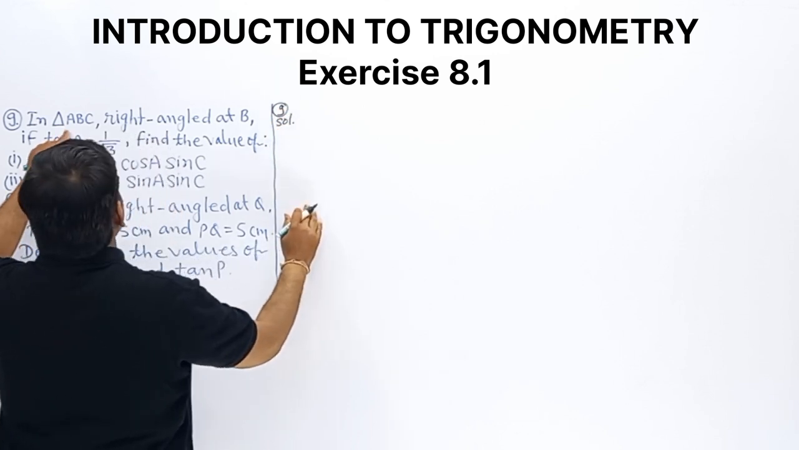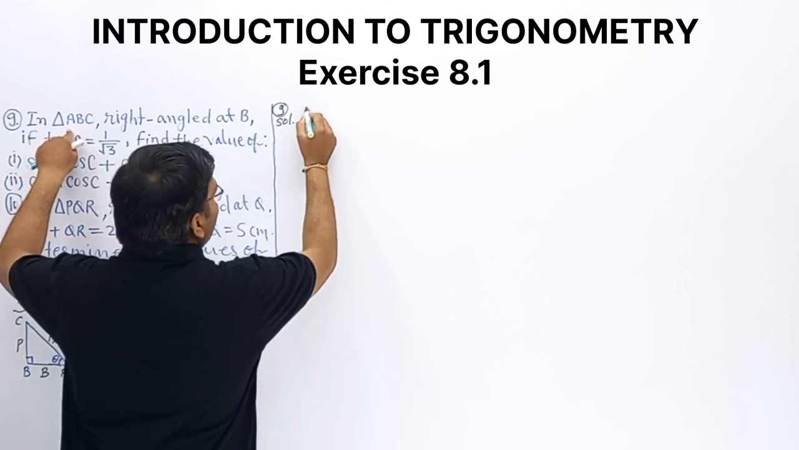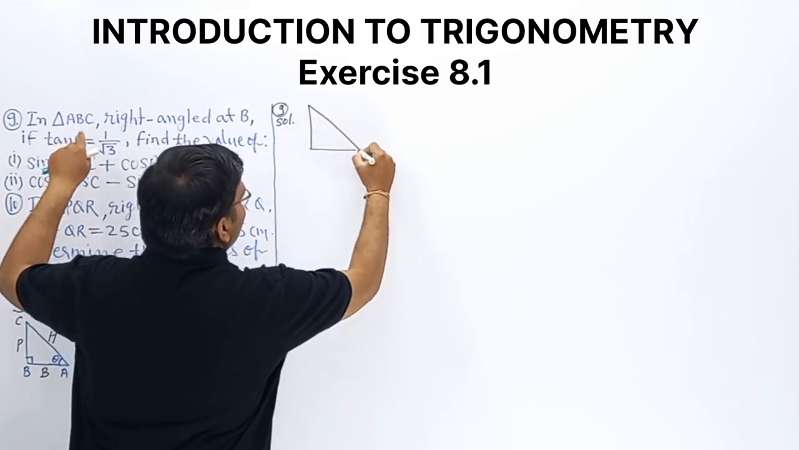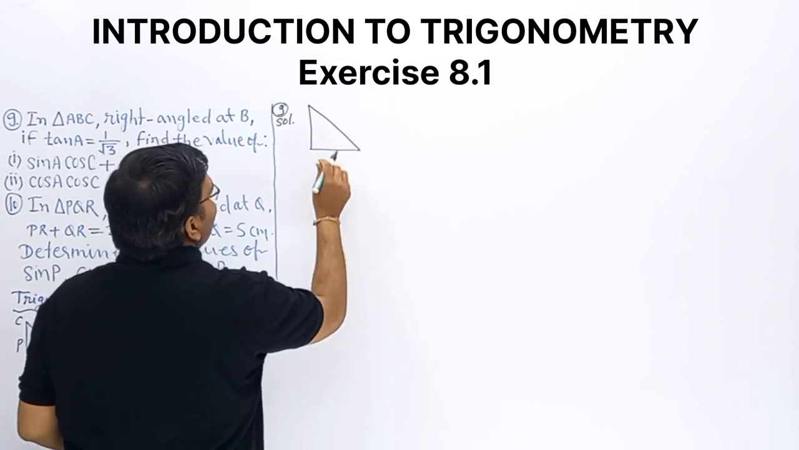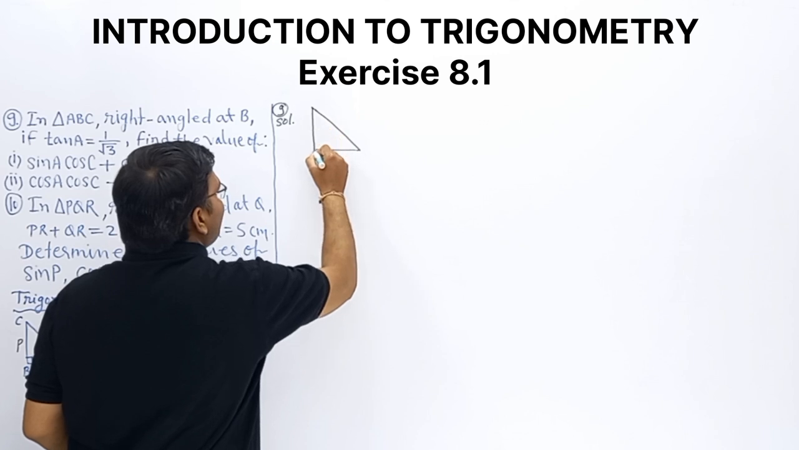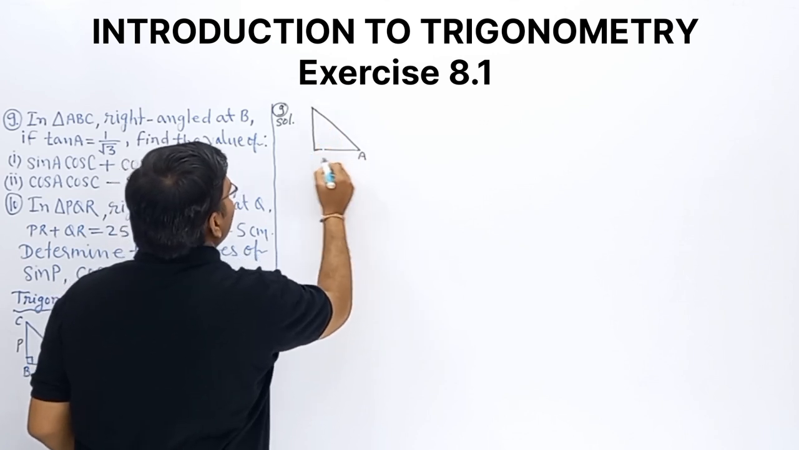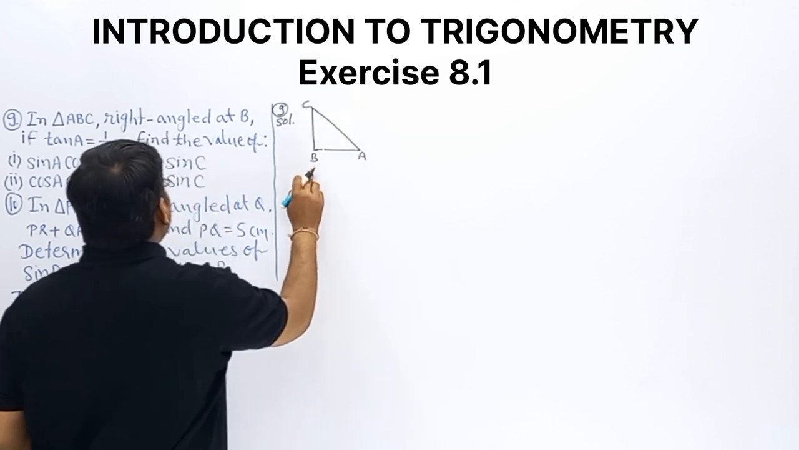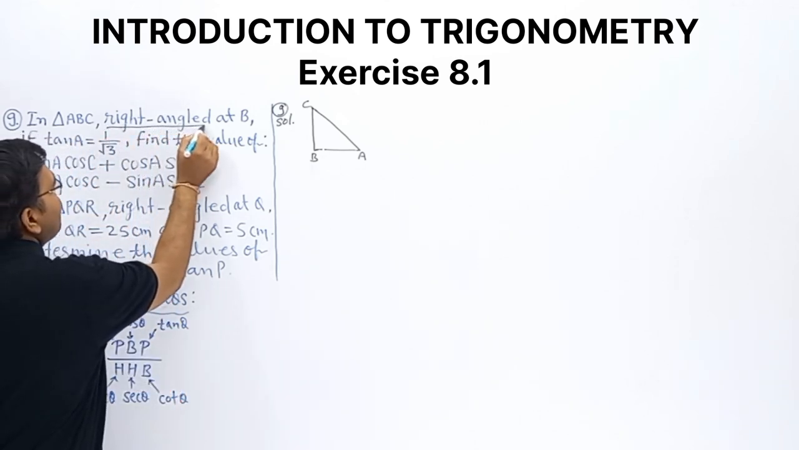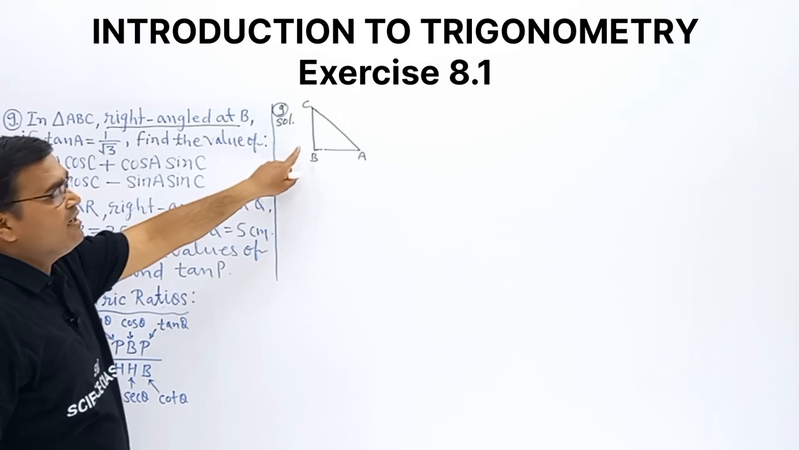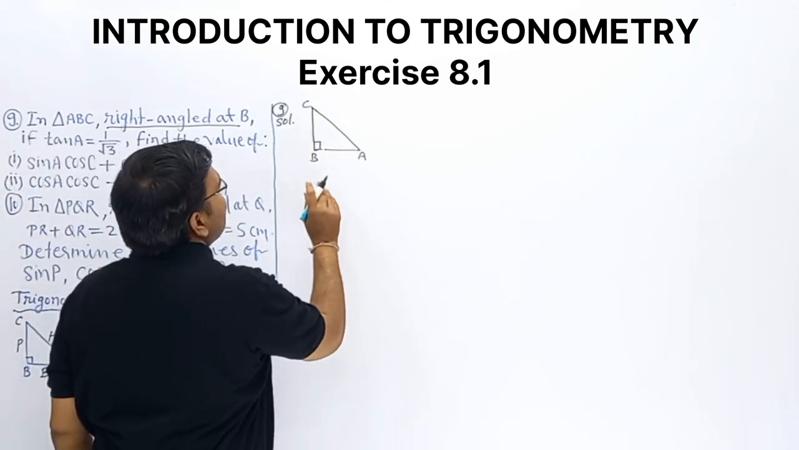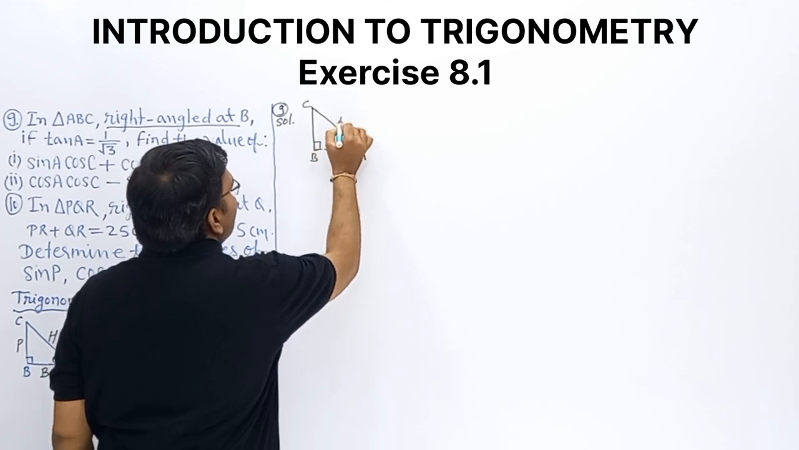First, observe triangle ABC. I am drawing one right triangle ABC. It is right angled at B, which means 90 degrees at B. So this is the 90 degree angle, and opposite of this will be the hypotenuse.